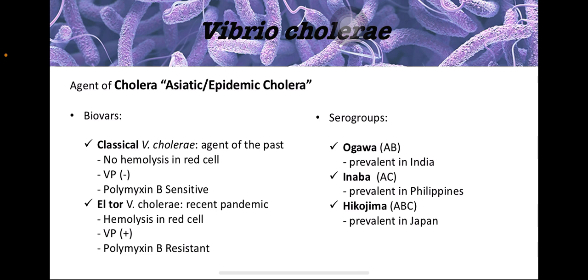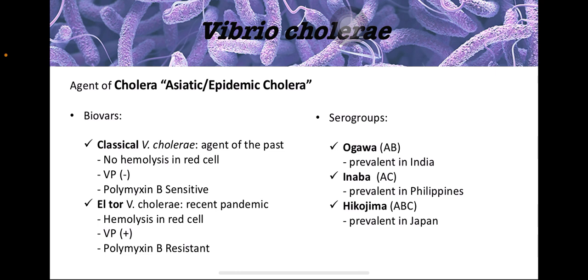When we talk about classical Vibrio cholerae, they are non-hemolytic, they are Voges-Proskauer negative, they are also polymyxin B sensitive. But when we talk about El Tor Vibrio cholerae, they are hemolytic, they are VP positive, they are polymyxin B resistant. So you need to remember that you really need to compare these two.